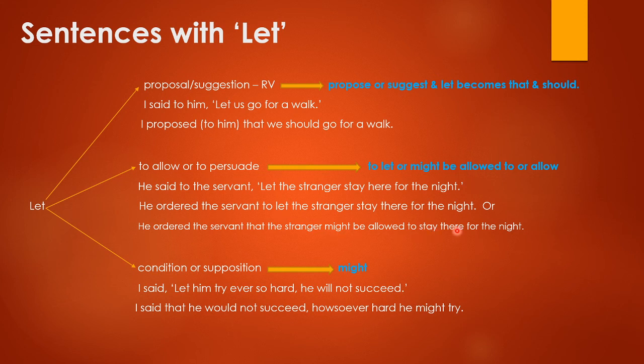Now next, in case the sentences with let mean condition or supposition, then you can use might, only might. For example, I said, let him try ever so hard, he will not succeed. So it is a supposition. Here the change will be, I said that he would not succeed howsoever hard he might try. This is a little tricky, but the second part of the sentence is brought forward, and the first part has been taken back. Once you practice, you'll automatically know where you have to do what.